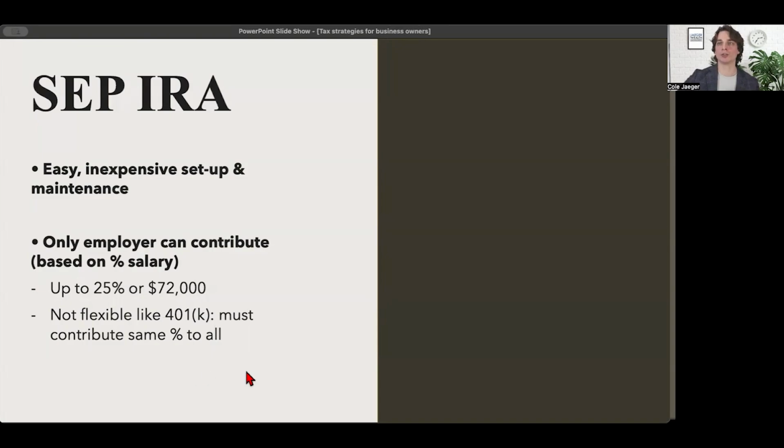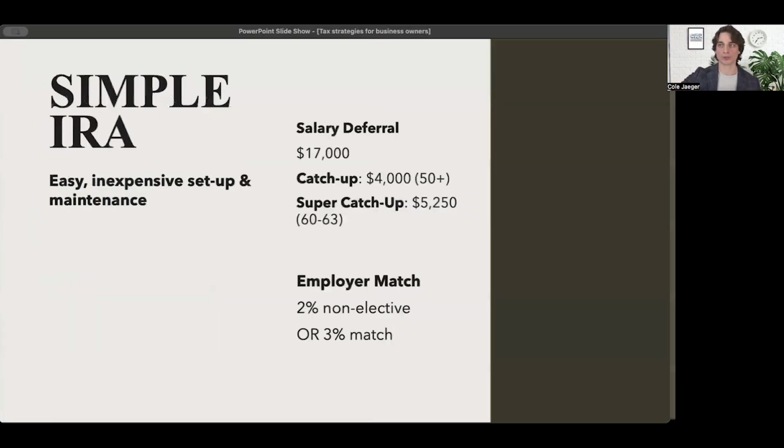It must also be the same percentage for all employees, so it doesn't offer the flexibility of a 401k, and you also can't make Roth contributions to a SEP IRA. That also goes for a SIMPLE IRA, which is another plan for those who want something easy, cheap, and low maintenance. Unlike a SEP IRA, this plan only offers salary deferral, so the employee contributes and not the employer.